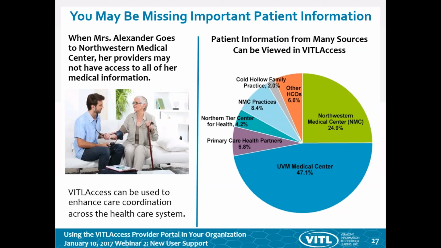Many hospitals in our state share information readily with their local practices, but what about all the other places a patient may seek care? The pie chart on the right side of the slide shows a breakdown of all patient data in the VHI for patients who have received treatment at Northwestern Medical Center over roughly the past year and a half. When looking at the graph, we see that only 25% of the patient information originated at the local hospital. A full 75% of medical data came from other sources, about 47% from Vermont's largest academic medical center, and 28% from other community providers, including providers from NMC practices.